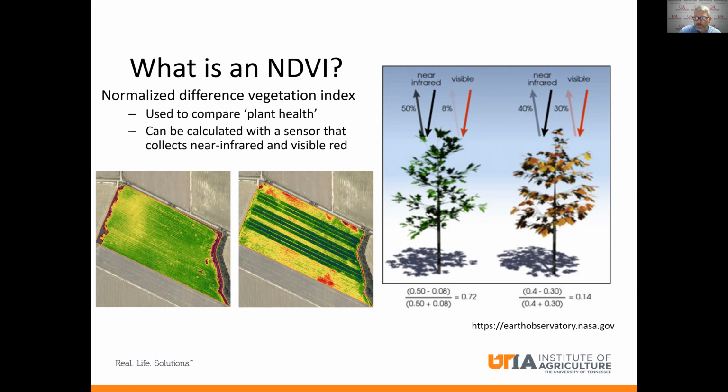So the NDVI is actually calculated as the ratio of near infrared minus red over the sum of near infrared plus red. And that's because green plants reflect more near infrared, brown plants reflect less near infrared and more red. So the higher the near infrared value, essentially the greener the plant and subsequently the healthier the plant.